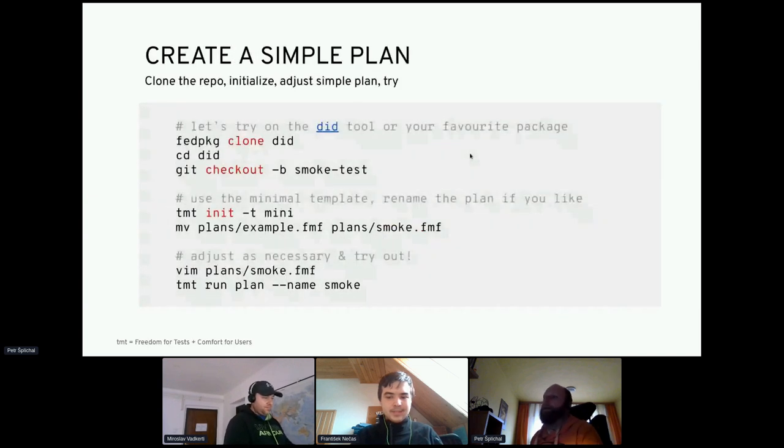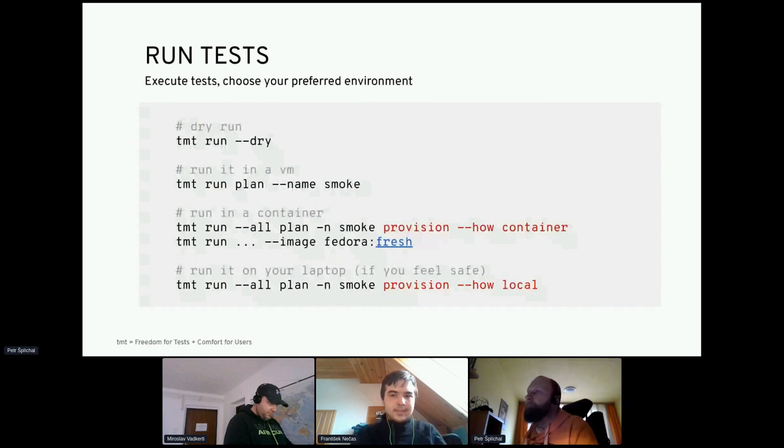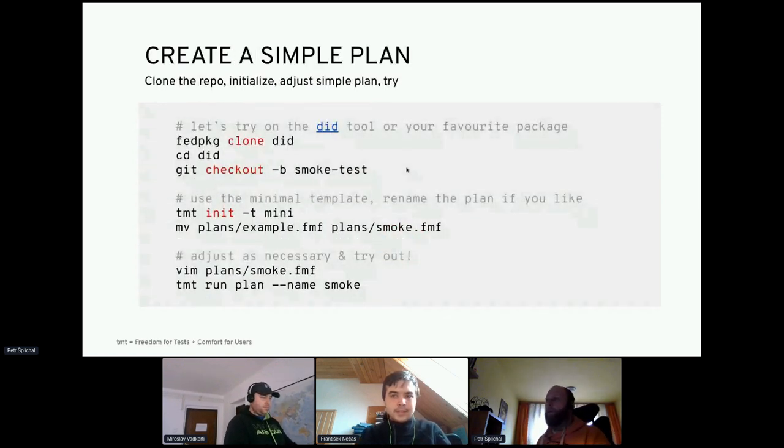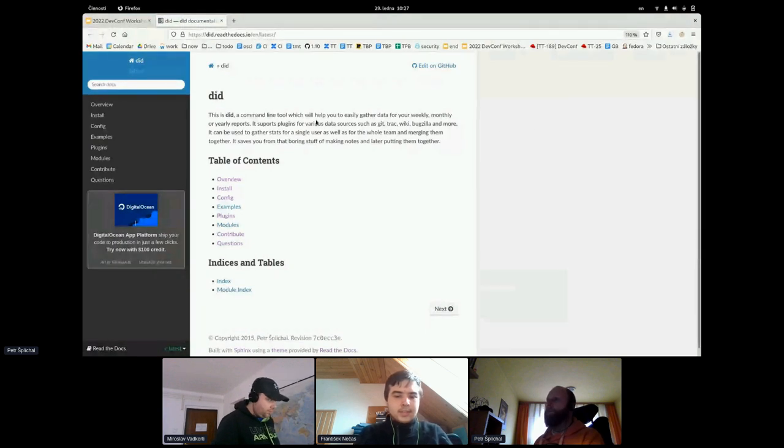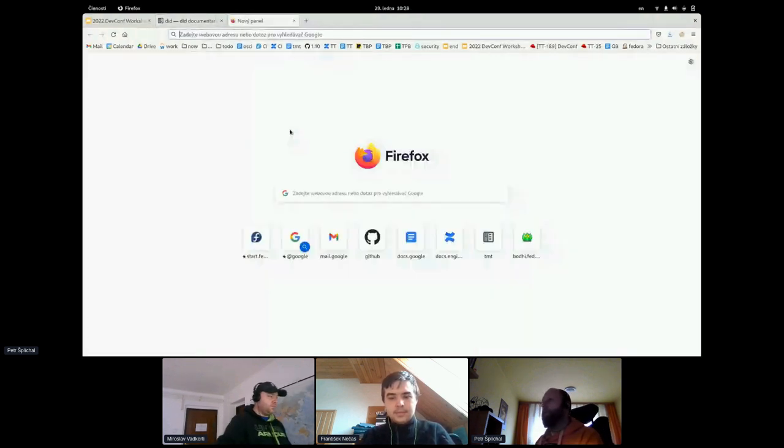So I will jump to the next slide. We thought it would be good to try some really tangible stuff. We think that tmt makes it very easy to enable tests for your component. So we now propose to take your favorite project. It can be a package you maintain, it can be another package, or if you do not have any package, you can try DID, which is quite a simple tool used for reporting what happened, for example, how many issues you were able to fix on GitHub or in Bugzilla, or how many pull requests you created on GitHub and such stuff.